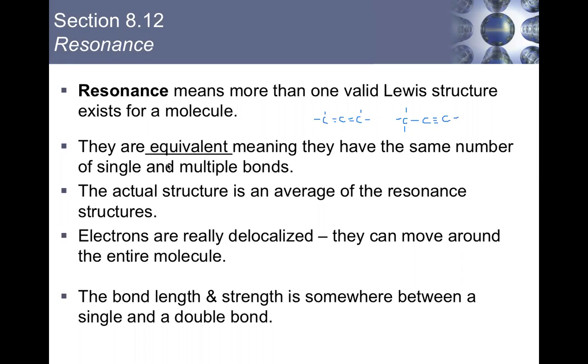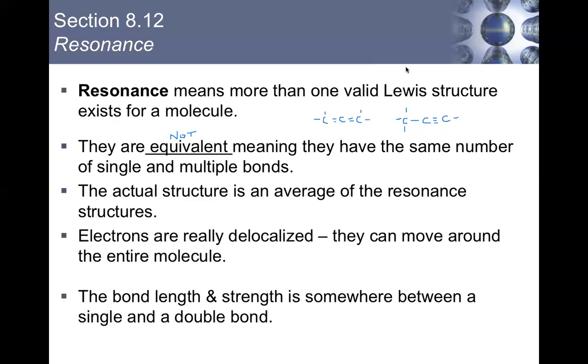But are they equivalent? Do they have the same number of single and multiple bonds? And when I say multiple, it has to be the exact same. So this has 2 double, this has 1 triple. So these we would say are not equivalent because they don't both have 2 double bonds. They have different numbers of their multiple bonds. This has 1 triple, this has no triples, this has 2 doubles, this has no doubles. So these would both be resonant structures, but they're not equivalent.